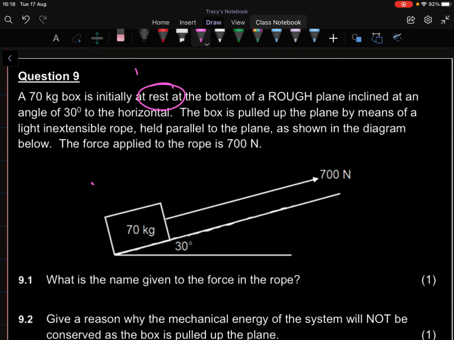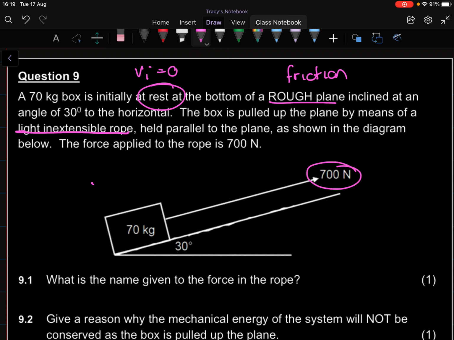At rest, so initial velocity is 0, at the bottom of a rough friction plane inclined at an angle of 30 degrees. The box is pulled up the plane by means of a light inextensible rope. In other words, the rope has no role to play in the acceleration. It doesn't matter about its mass. Held parallel to the plane as shown, and the force applied to the rope is 700 newtons.